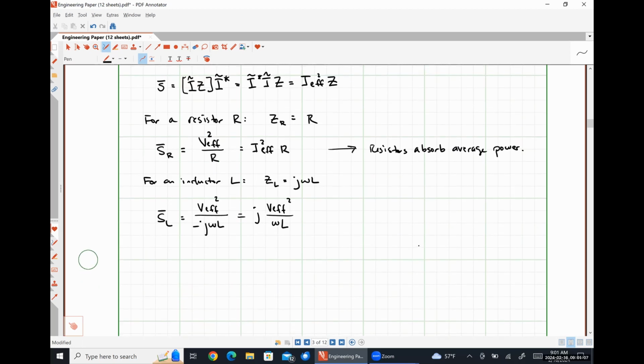Let's do things in terms of current down here on the bottom. So we would have I effective squared times J omega L, just reorganizing that to put the J out front. That's going to look like J omega L times I effective squared. So what can we see that inductors do? Well, the complex power is purely imaginary. There is no real part at all, right? It's always positive and imaginary, which means inductors absorb reactive power.